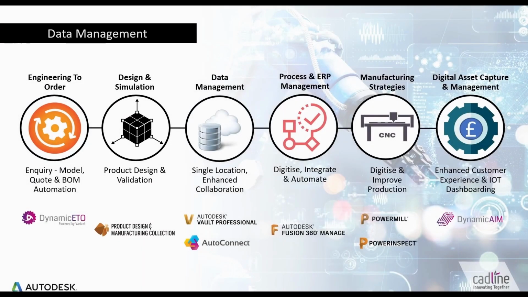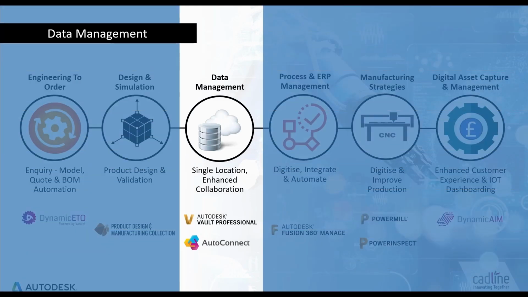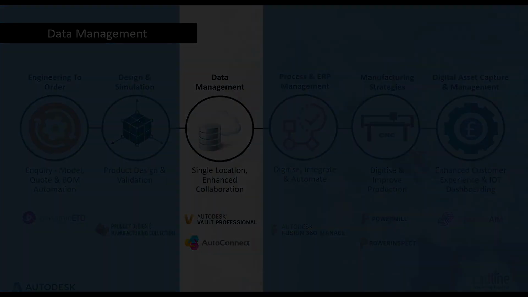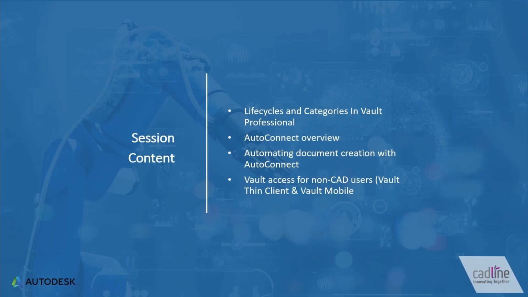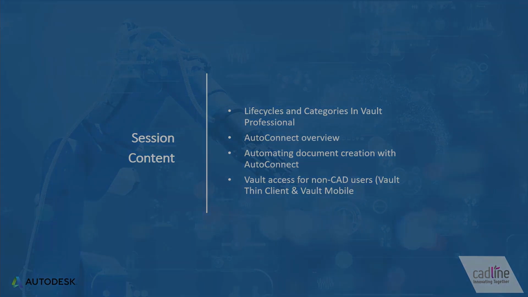This next part of our presentation is going to look at Vault Professional to push the modified part through the review and release lifecycle states and show how Cadline's AutoConnect application can help automate parts of this process to minimise the amount of time spent on low-value repeating tasks. We will also take a quick look at the Vault Thin client and Vault Mobile to show how we can share certain Vault information with other areas of the company that don't necessarily require a full Vault license.